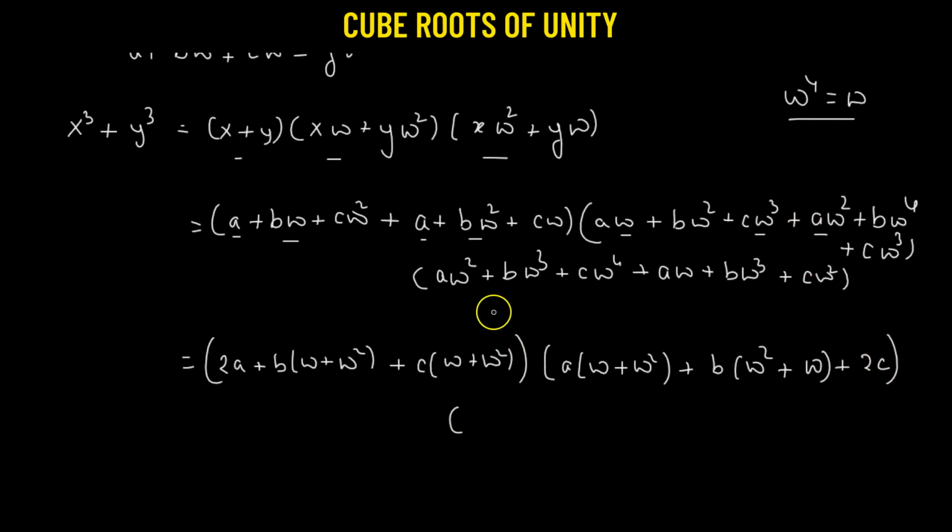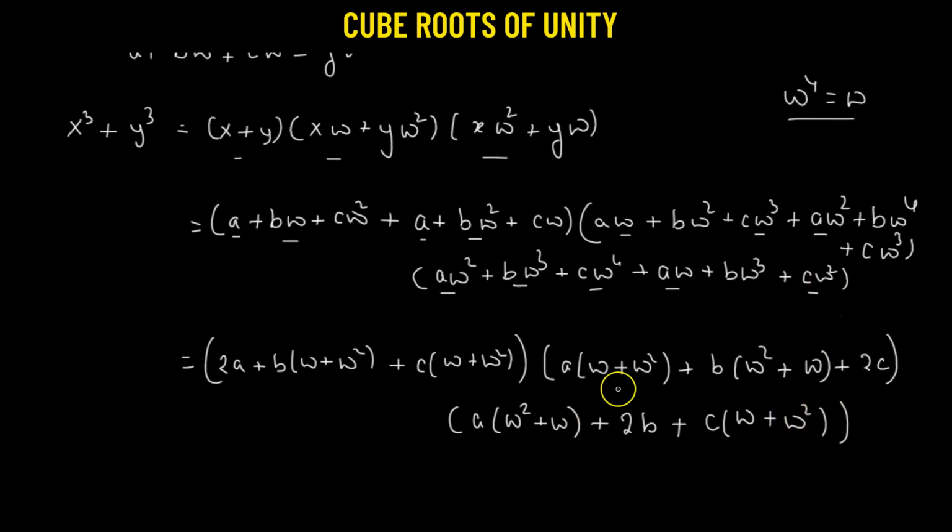And we will take a as the common factor of the two terms, so we'll have a multiplied by omega squared plus omega, plus we'll take b common from b omega cubed plus b omega cubed. Anyways, b omega cubed will be simply b because omega cubed equals 1, so we'll have 2b, plus we'll take c as the common factor. Here omega raised to the power of 4 is equivalent to omega, so we have omega plus omega squared.